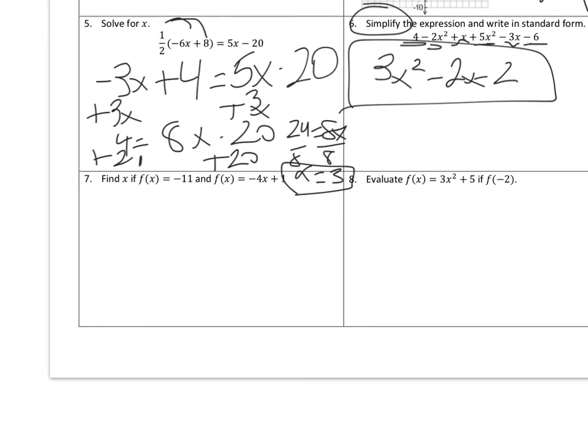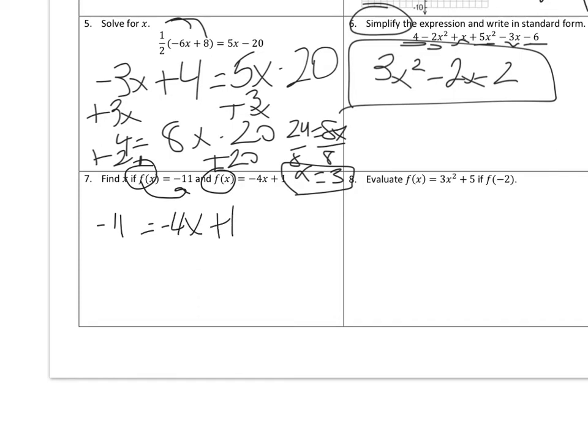Take a look at 7, function notation. F of x equals negative 11. Okay, so we don't know x, we have to solve for it, but we do know that it's equal to negative 11. So I'm going to replace this f of x with negative 11. Okay, so I get negative 11 equals negative 4x plus 1.